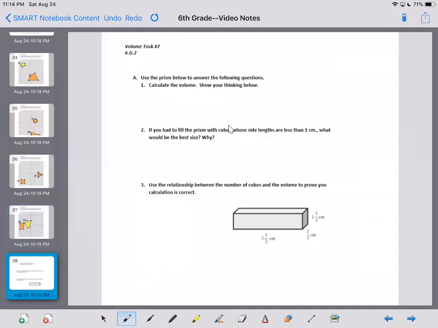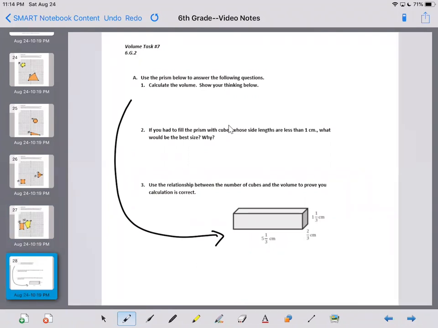And then finally, we have task 7. This will be our last task to look at in part 1 of this video series. So I want to look at the prism down below, and notice there's a difference in the volume in 6th grade as there is in 5th. In 6th grade, you're going to start to see length, width, and height, the side lengths of a prism with fractional pieces.